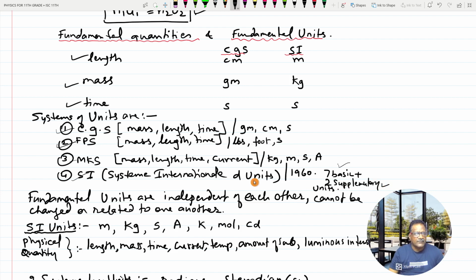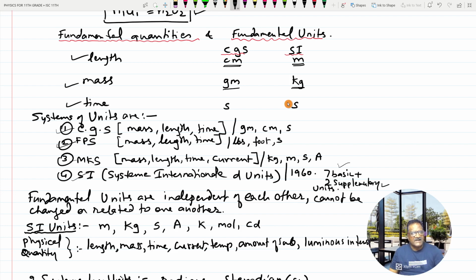Now before I come to the fundamental units, length in the CGS system is measured in centimeter, and in the SI system it is measured in meter. Mass is measured in grams in the CGS system, and in kg in the SI system. Time is measured in second in all systems, in the CGS system as well as in the SI system.